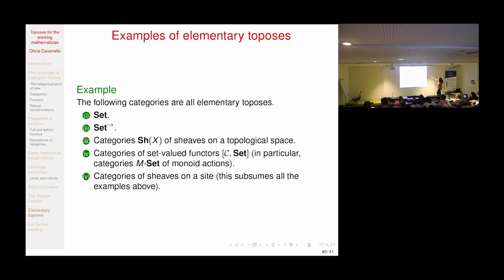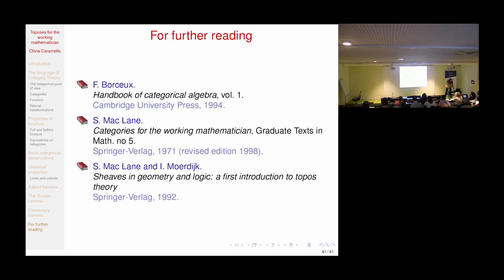So these are examples of elementary toposes. In fact, next time we will see that these are actually examples of Grothendieck toposes, which are a particularly important class of elementary toposes, which will be the main focus of the next lectures. Okay, so I think that's all for today, and we resume next time with a treatment of categories of sheaves and morphisms between them.